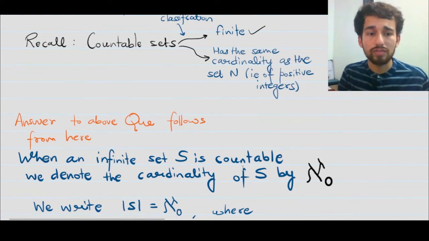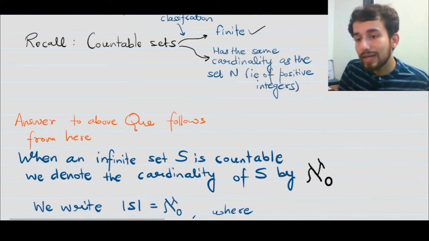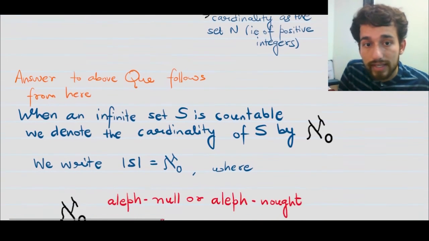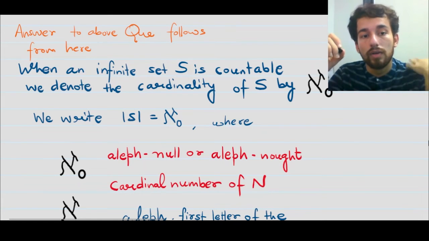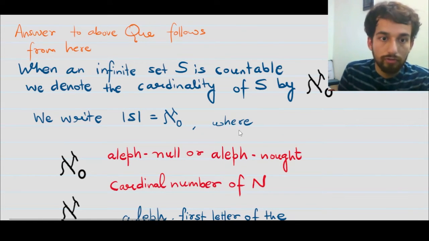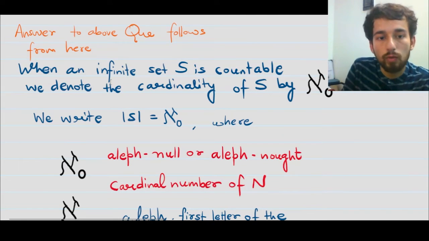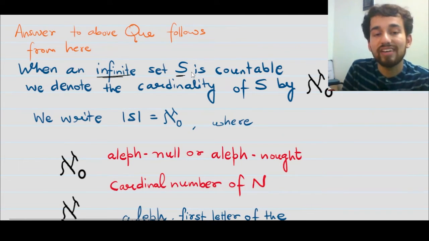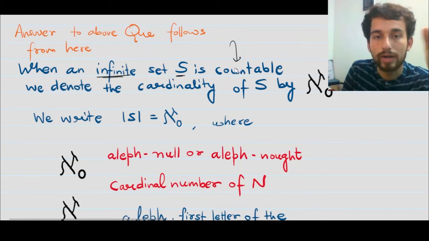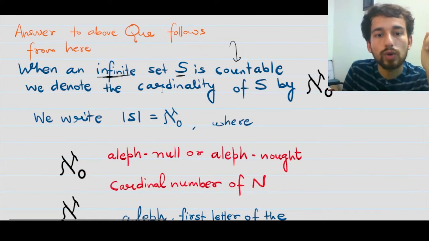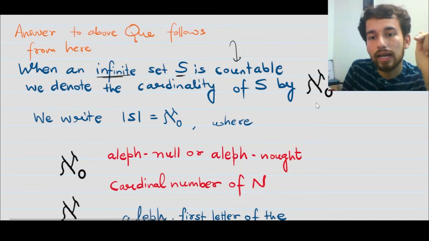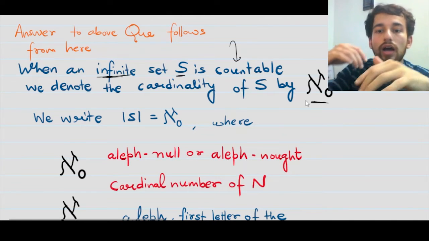The answer to the above question follows from here. Now try to understand this notion very, very carefully. It says that when an infinite set S is countable, meaning either it is finite or countably infinite, we denote the cardinality of S by this symbol, aleph naught.